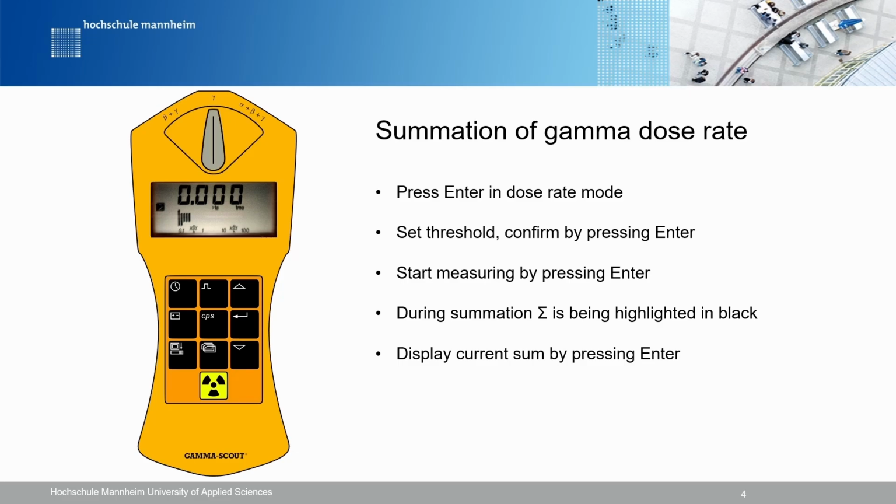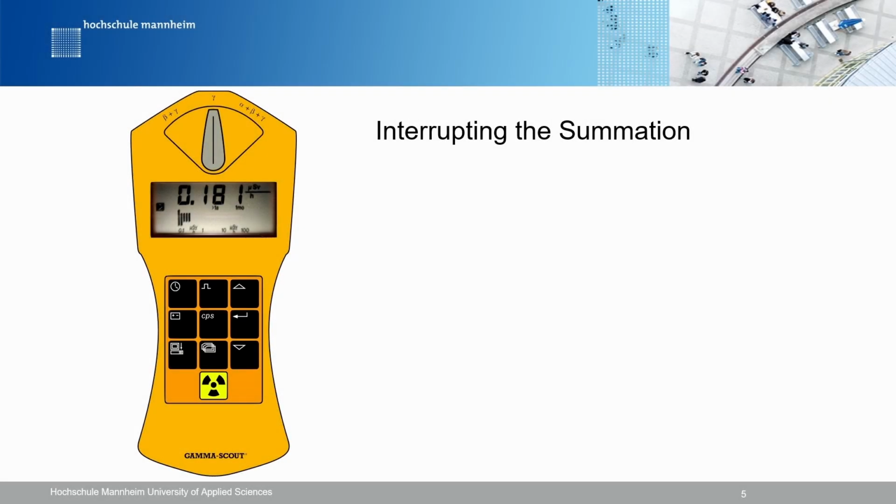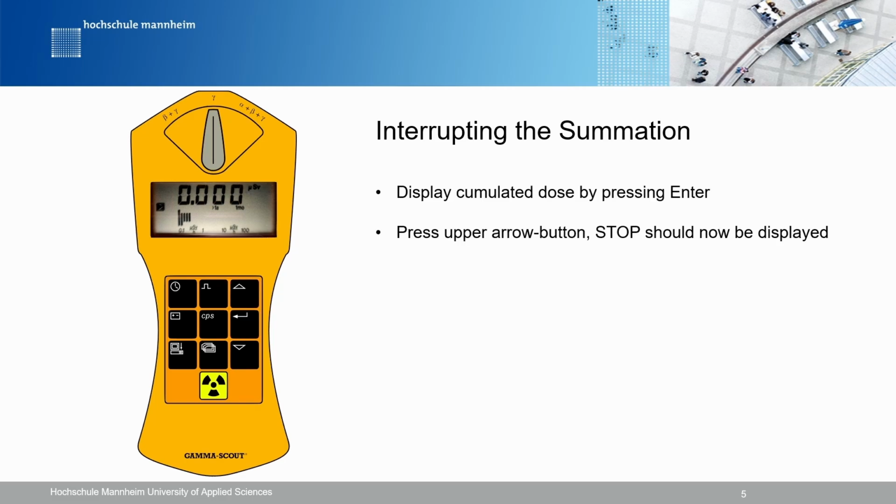If by exceeding the threshold an alert is triggered, it can be dismissed by pressing Enter once more. For interrupting the summation measurement, display the cumulative dose using Enter. Pressing the upper arrow will indicate Stop on the display, allowing the recording to be paused by pressing Enter.